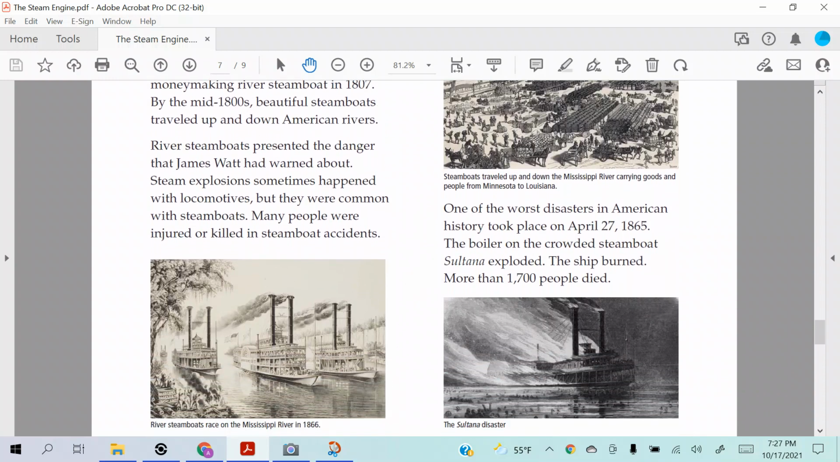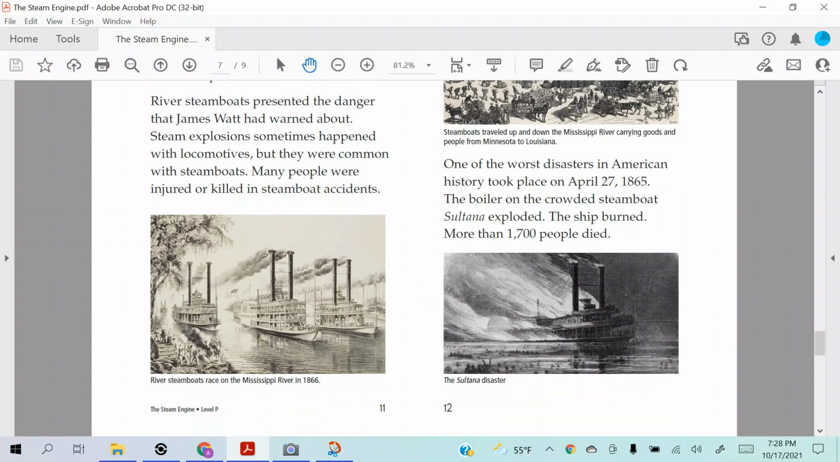One of the worst disasters in American history took place on April 27, 1865. The boiler on the crowded steamboat Sultana exploded. The ship burned. More than 1,700 people died.